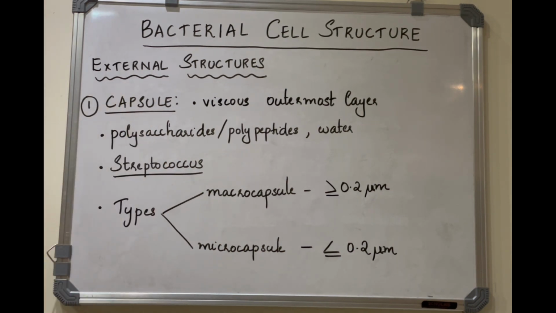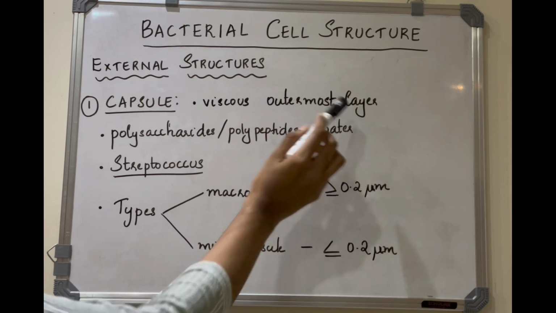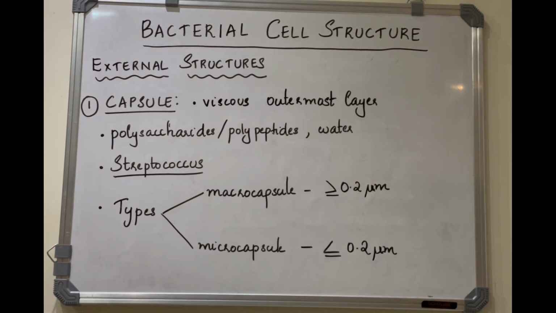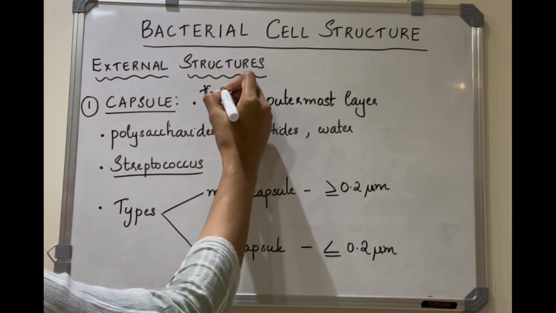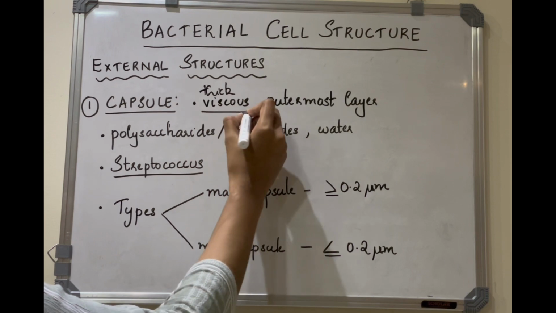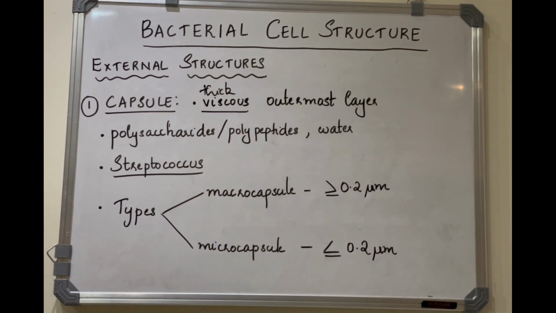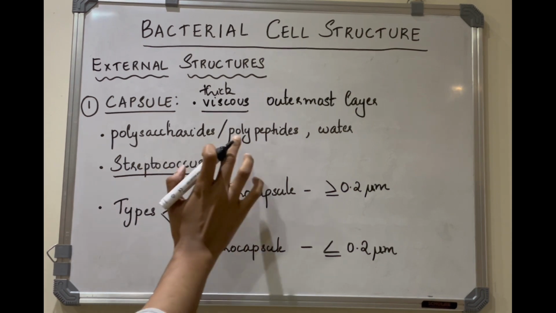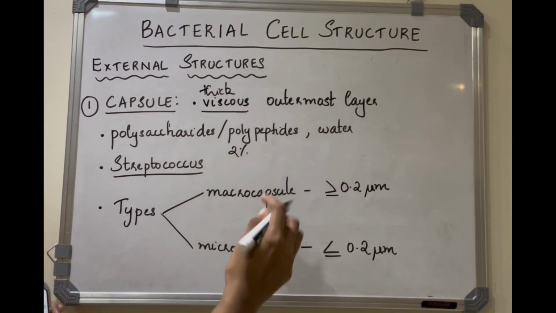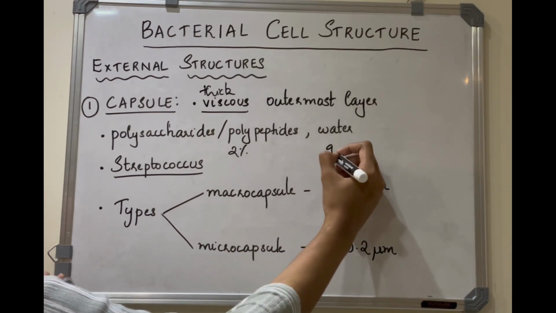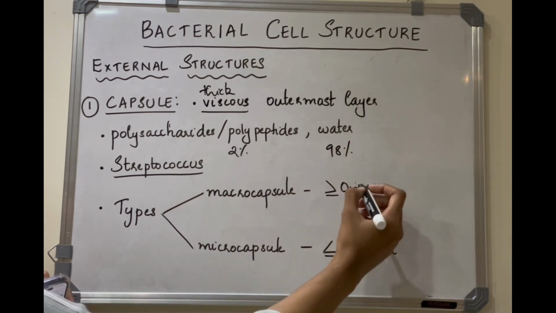The capsule is a viscous outermost layer surrounding the cell wall. Viscous means it has a thick, sticky consistency. Now this capsule is mainly composed of polysaccharide or polypeptides that constitute 2%, and water, which constitutes 98%.